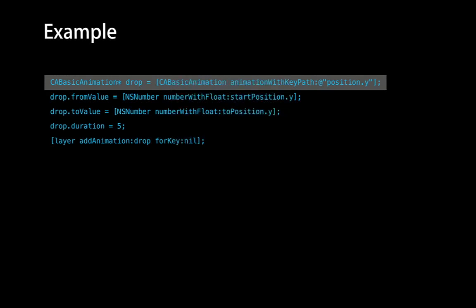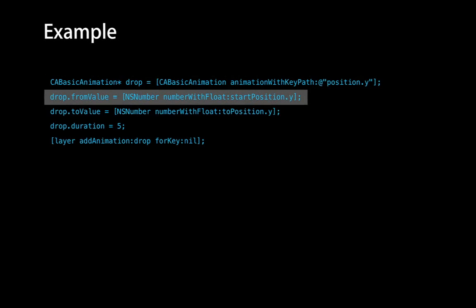So that's the effect that I want to achieve. Not implicitly this time, explicitly. So what I do is make an instance of the CA basic animation class, and I set the position.y as my key path. So that's a key path that corresponds to the y coordinate of the position property of the layer to be animated. Of course, you can apply the same animation to several layers.